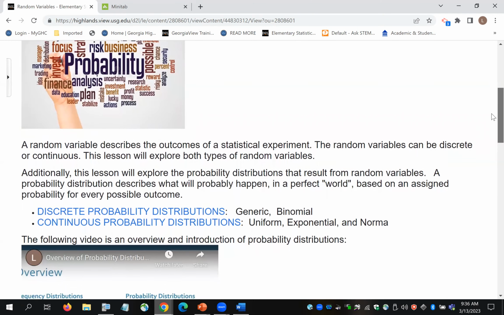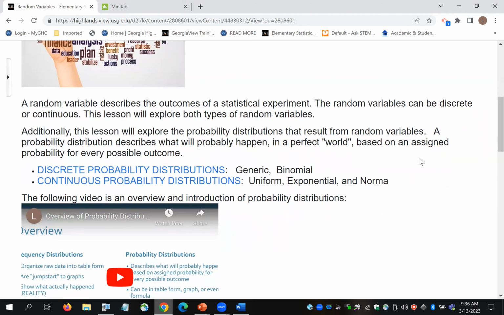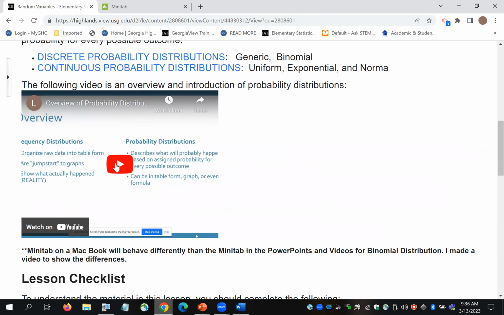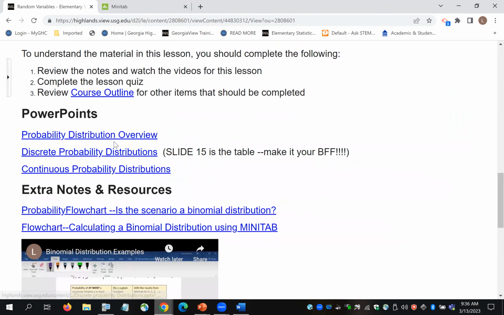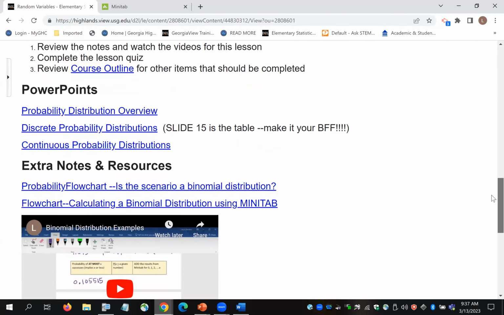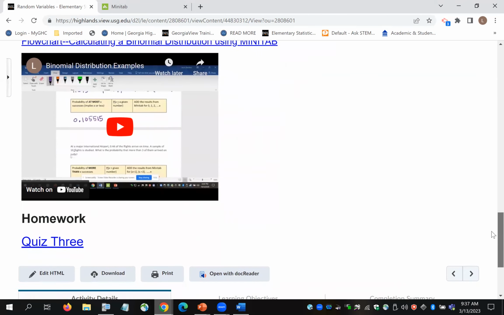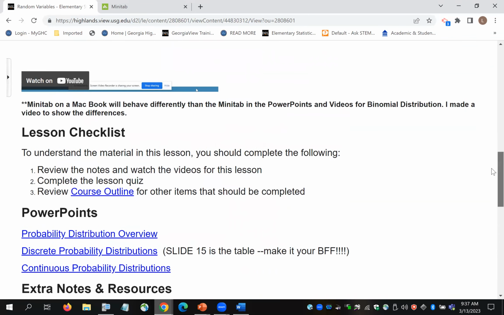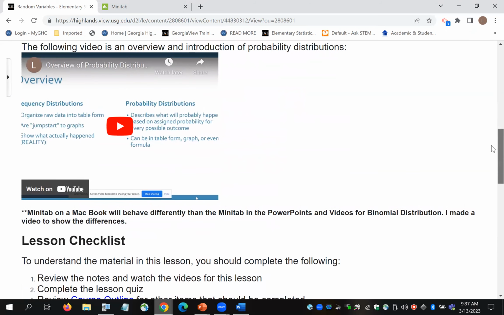I know it sucks. Okay, so there is a video if you prefer to watch it, but I'm going to walk through the overview of probability distributions. And then you have the PowerPoint for that overview. You have discrete probability distributions and continuous probability distributions. There are some flow charts that can walk you through how to do the problems. We will be using Minitab for the binomial distribution. There's a video there, and then you have quiz 3. Quiz 3, I don't believe, is due until next Sunday.